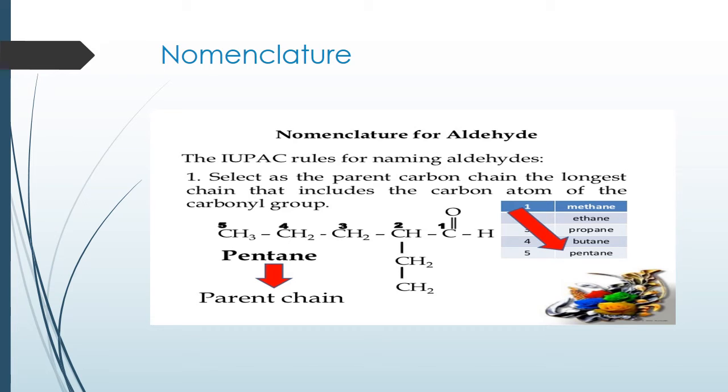Right, here is the simple example I have quoted. First of all, select the longest chain: 1, 2, 3, 4, 5. The longest chain has 5 carbon atoms, so the parent chain is pentane. Second, always give preference to your functional group. Here the functional group of the aldehyde is the C double bond O, so always assign the lowest possible number to the C double bond O. Here I have assigned 1. Third, if there are any substituents, here it is the ethyl, CH2 CH3.